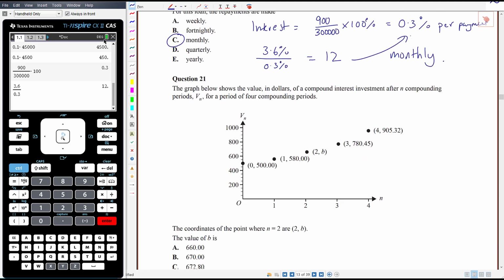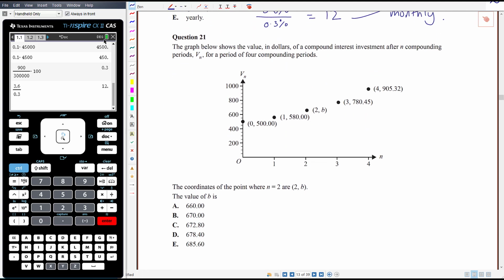Okay, question 21. The graph below shows the value in dollars of a compound interest investment after n compounding periods, Vn, for a period of 4 compounding periods. The coordinates of the point where n equals 2 are (2, b). The value of b is... Okay, so let's have a look at what's happening here.